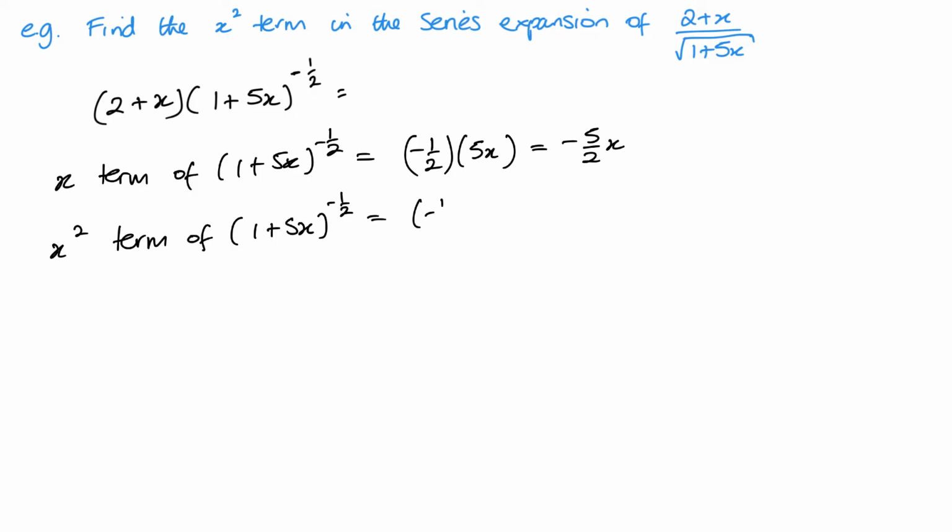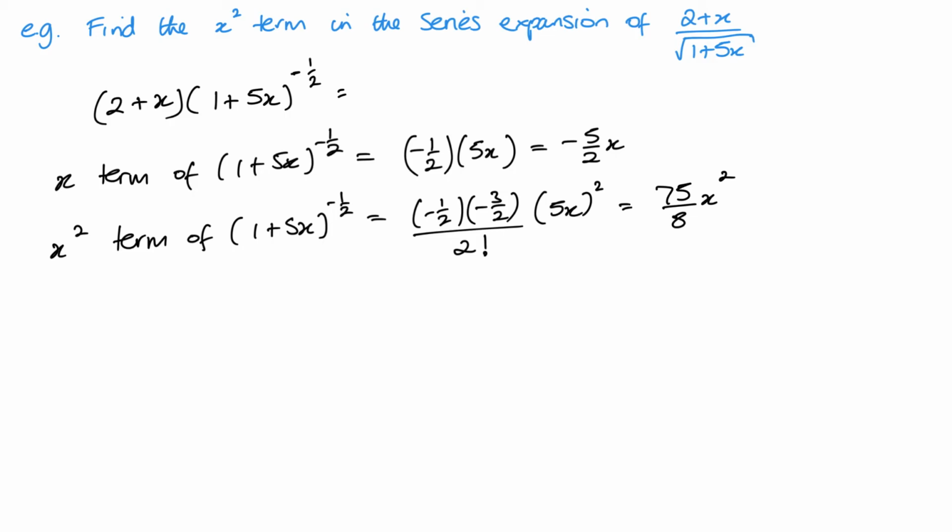So it's going to be n, n minus 1 over 2 factorial, and then that's multiplied by 5x squared. So n times n minus 1, so negative a half times negative 3 over 2 is going to be positive 3 over 4. Divided by 2 is going to give me 3 over 8. 3/8 multiplied by my 5 squared, so 3/8 multiplied by 25 is going to give me 75. So 75 over 8x squared.